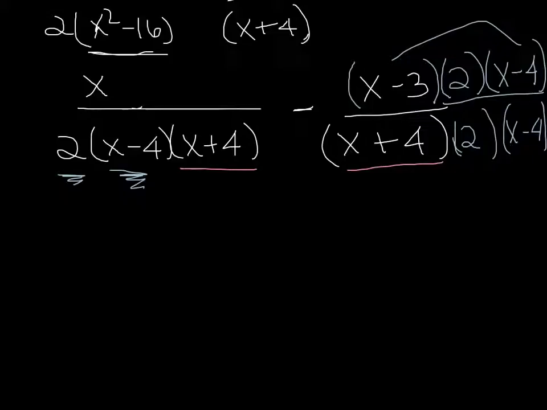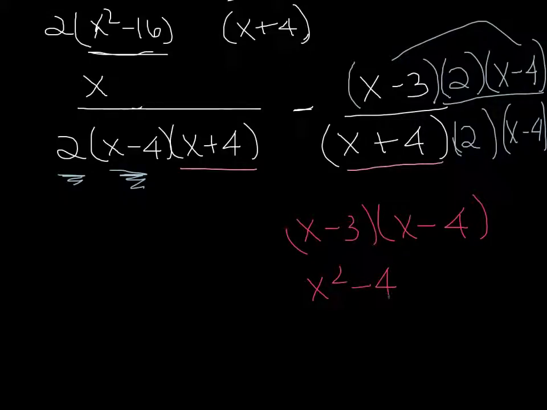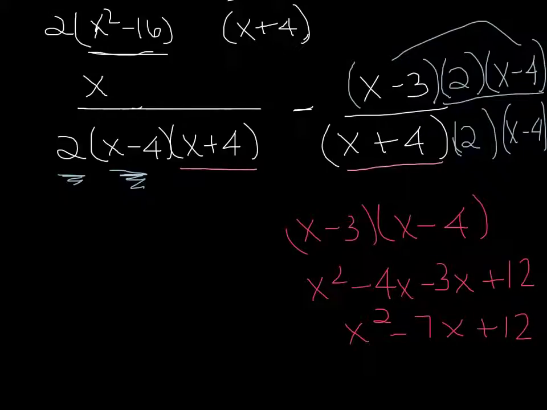So x minus 3 times an x minus 4. So we're going to get x squared, first 2. The outside 2 is minus 4x. The inside 2 is minus 3x. And the outside 2 is plus 12. So it's going to be x squared minus 7x plus 12. But then I also need to double that to take care of this 2 up here.